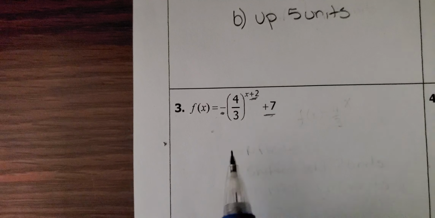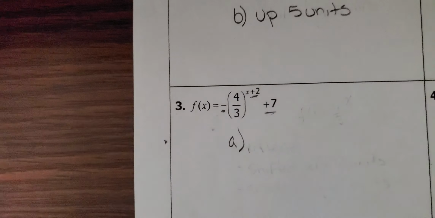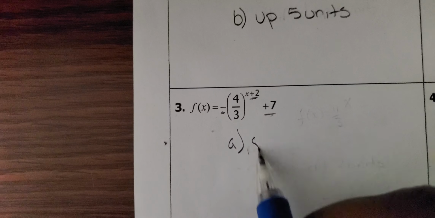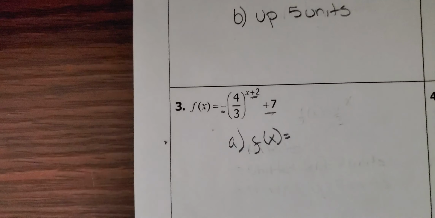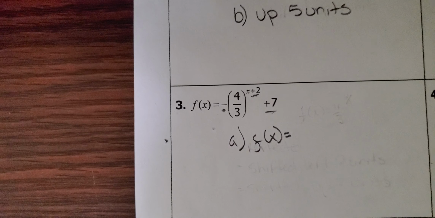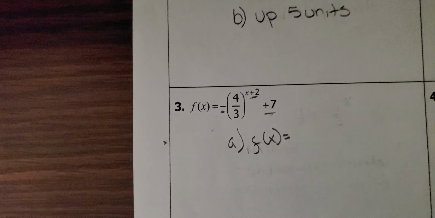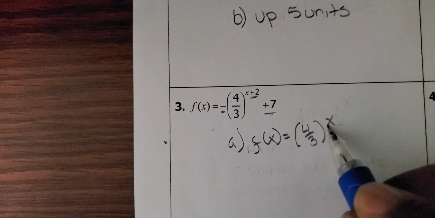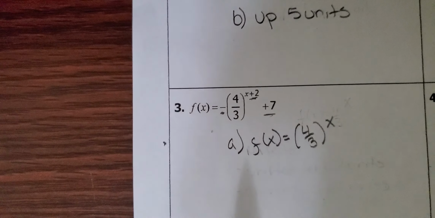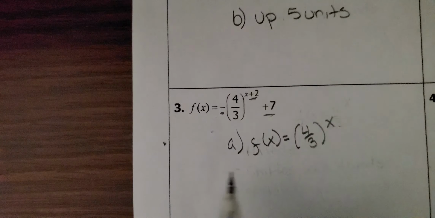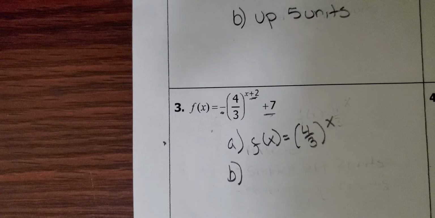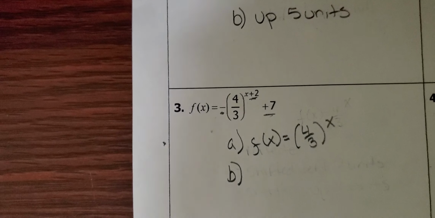So first, let me not forget that part A says, first of all, identify the parent function. So see if you could identify the parent function again. And if you said f of x is equal to 4/3 to the x, you're spot on. You got this. And in part B, now we're going to start taking a look at all the different things that happen to 4/3 raised to the x.